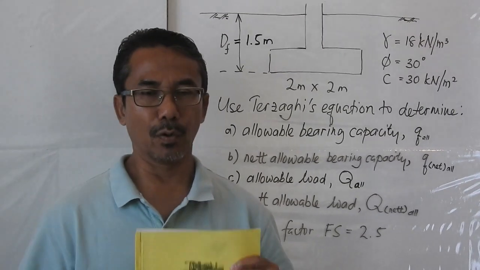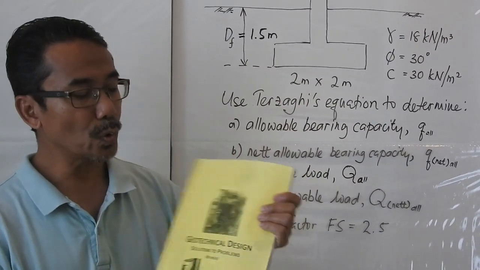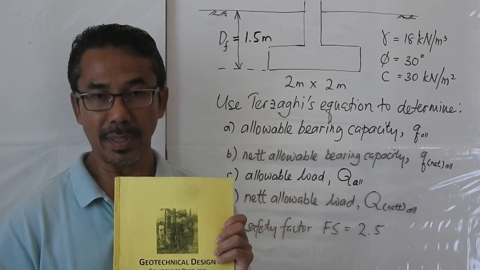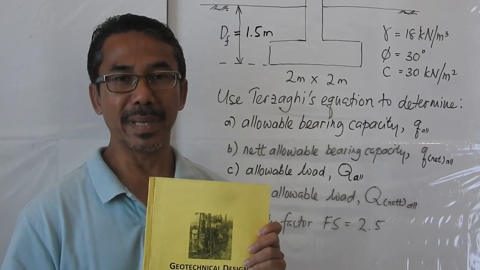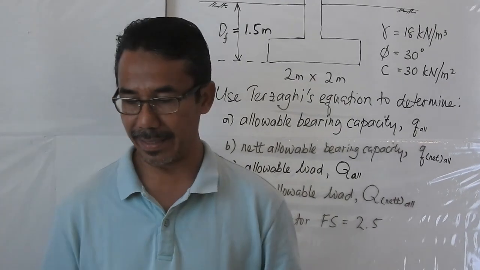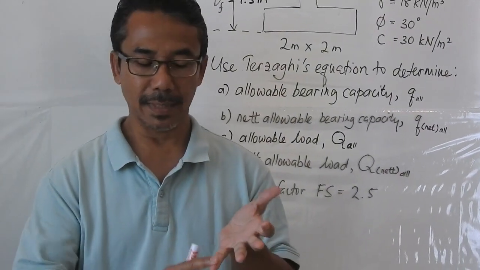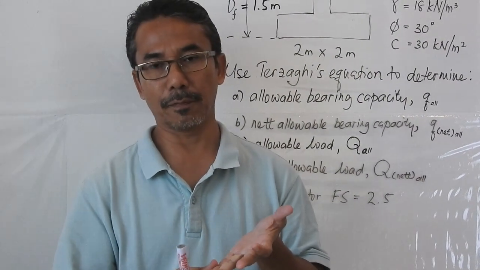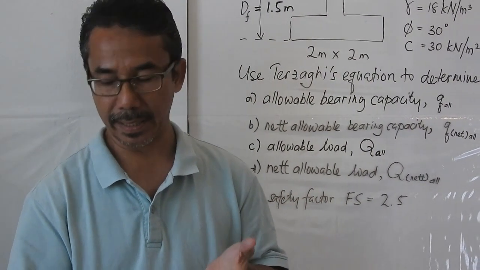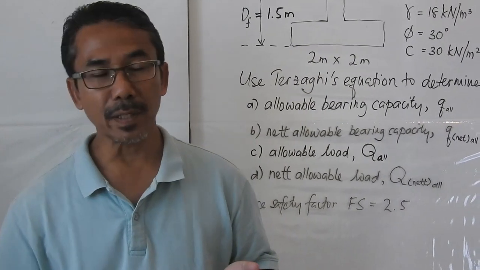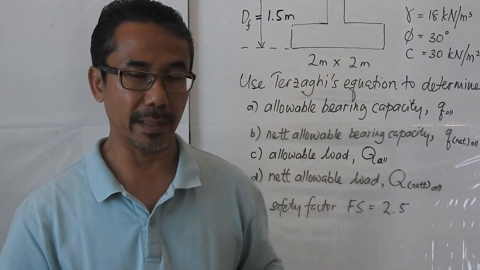If you refer to this book, you go to page 22, and then you will find 3 different equations based on Terzaghi's theory. One equation for straight footing, second equation for rectangular footing, and the third equation for circular footing. You may refer to other geotechnical engineering textbooks. The equations are approximately the same.